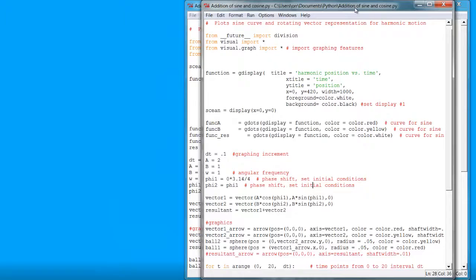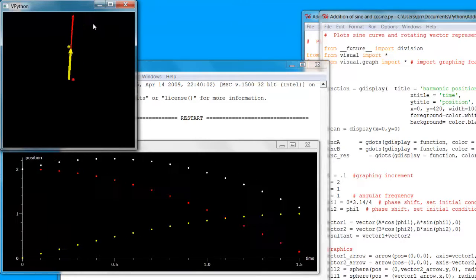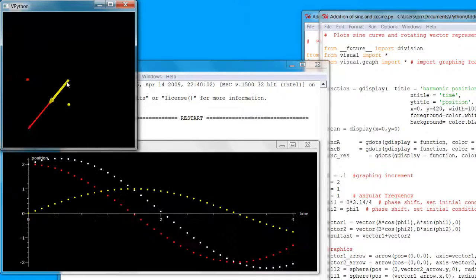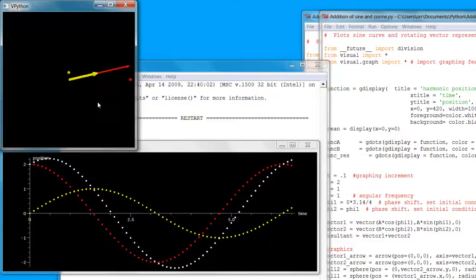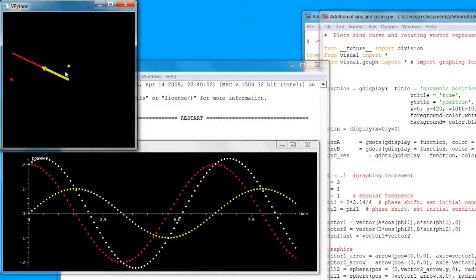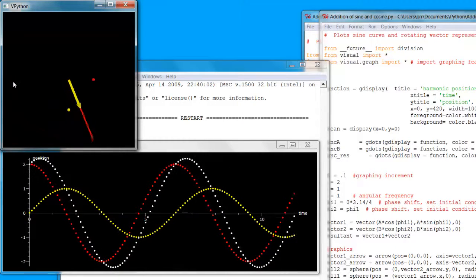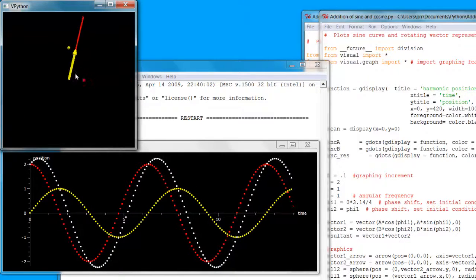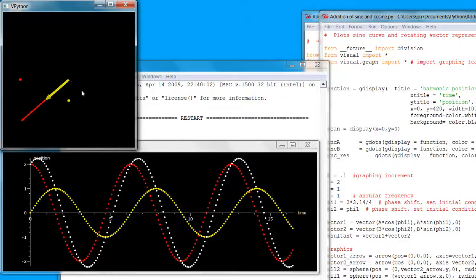In this program we have a vector to represent A cosine omega t and a second vector B sine omega t. So they're represented by vectors of length A and B rotating at a rate given by omega. So the phase angle is omega t. That's why the two vectors are parallel. They both have an argument equal to omega t. The red ball is showing the cosine of omega t, and the yellow ball is showing the sine of omega t times B. So we have our A cosine omega t being the red and B sine omega t being the yellow.